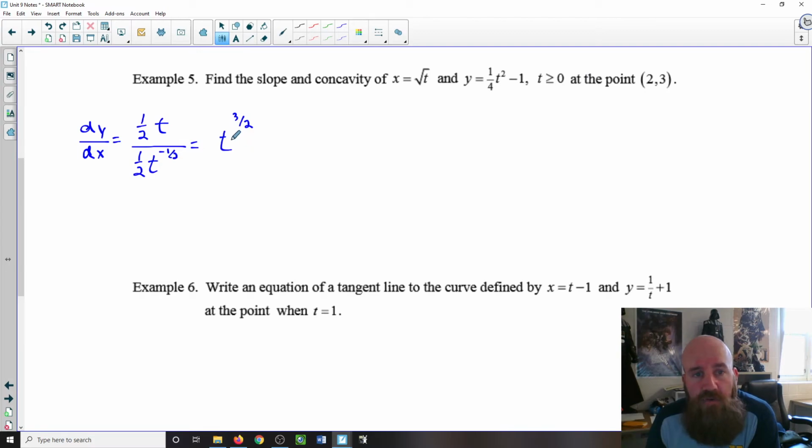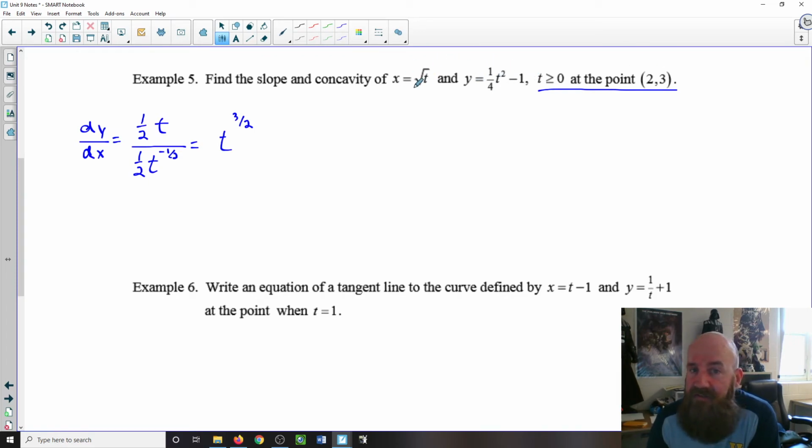Now we need to find the actual slope. How we do that is there's added information given: t is greater than or equal to 0 at the point (2, 3). So we need a t value. We know it's greater than 0. We need to take these x and y values and find out what our t is. Here x is 2, so we could plug that 2 in for x and find t. You could also take 3 as a y value and plug it into your y equation. Whatever's easier, you're going to choose.